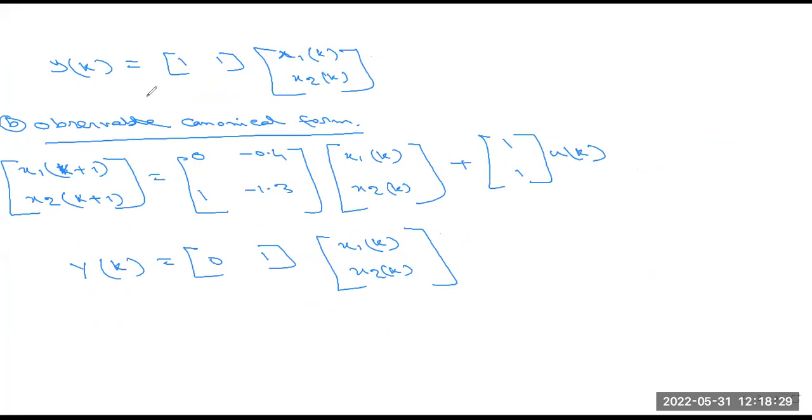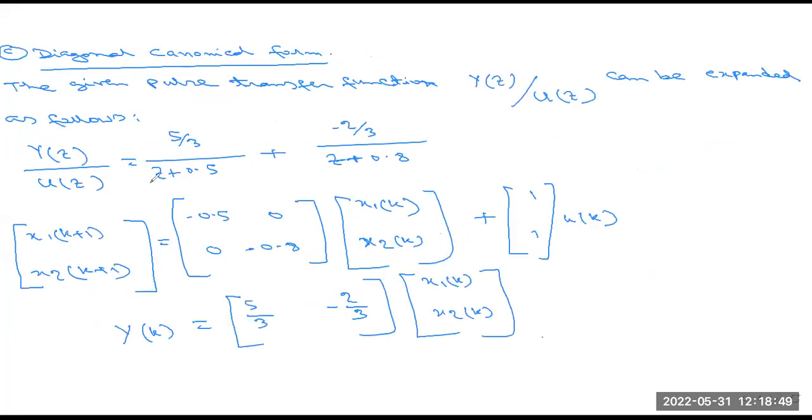Number two, the observable canonical form. This is the same, but the previous row changes to a column. So it is 0 and 1, minus 0.4, minus 1.3, and the output matrix is 1 and 1. This is the basic change between the two methods. And this one is the diagonal canonical form.